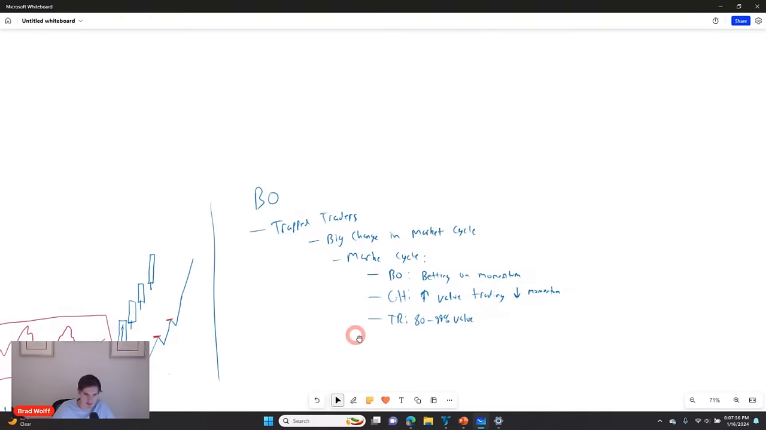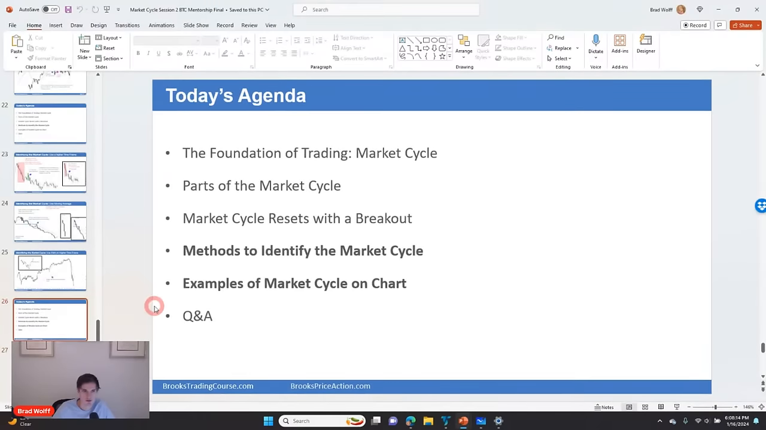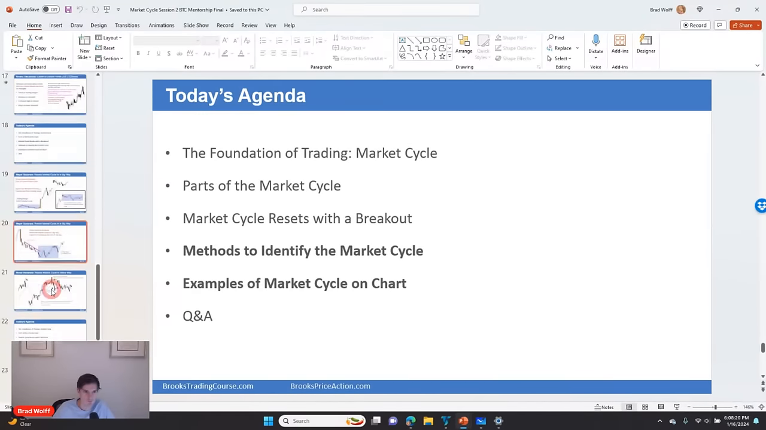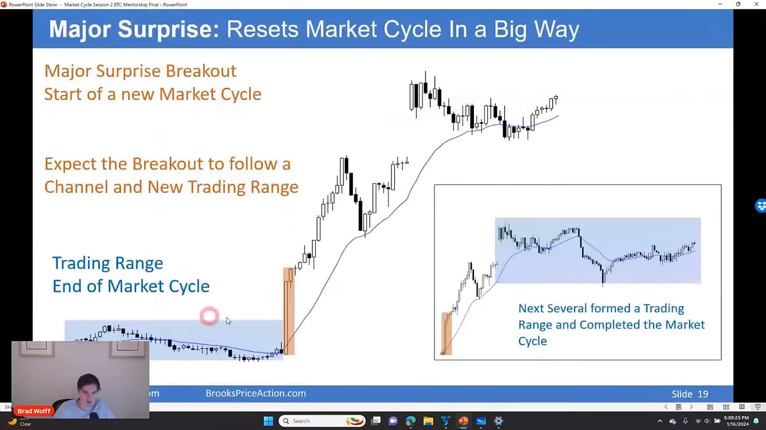And what I mean by that is the market is probing up and down in search of value. So what you want to see is a breakout in the trading range phase that traps the value traders. If all of the traders here that were betting on a trading range get trapped by this breakout, then that's a sign that the market's going to go a lot higher because they were trading value.